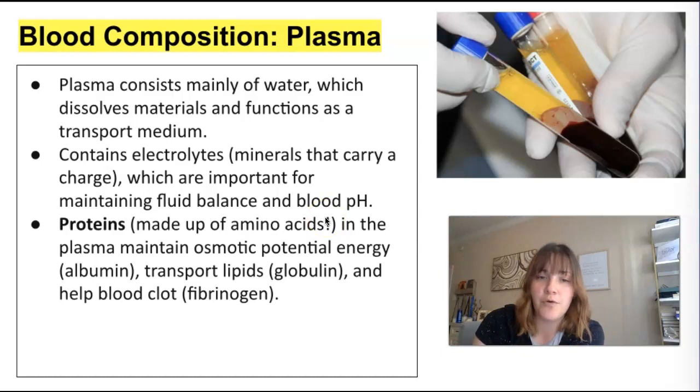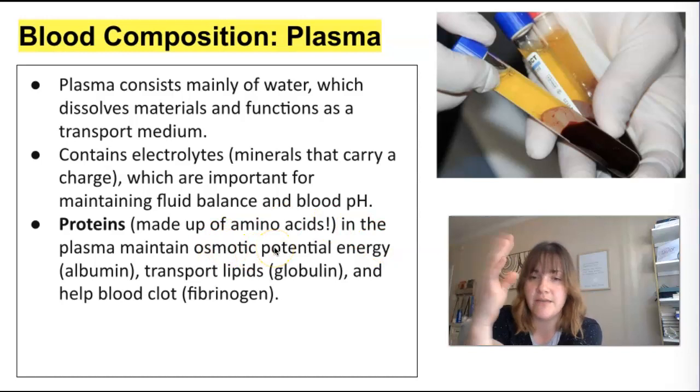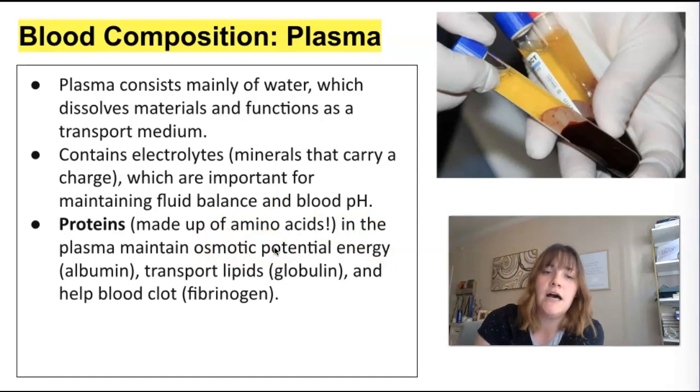Some of those proteins in the plasma do different functions. Some of them maintain osmotic potential energy, meaning maintaining the potential of osmosis to occur. That protein is called albumin. We also learned about that protein when we learned about protein denaturation, and albumin is a protein in egg whites as well. Just an interesting fact. Some proteins also help transport lipids.